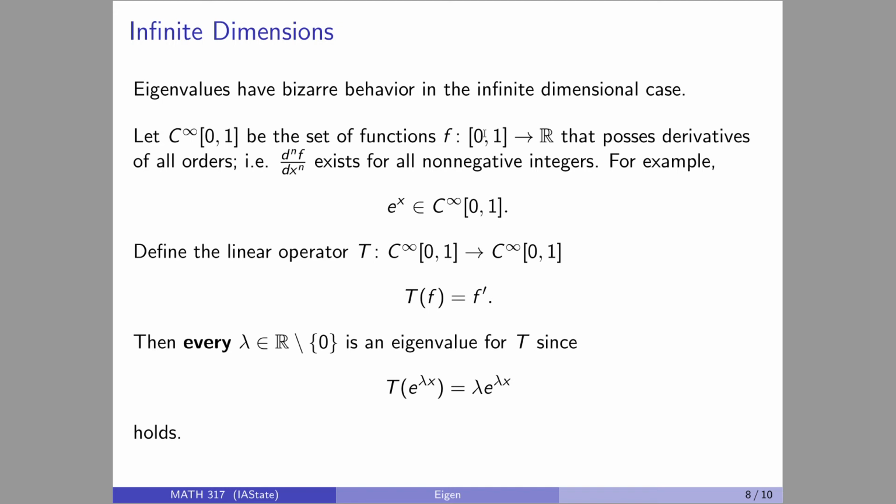and it's a really bizarre one because every single non-zero real number is an eigenvalue. Remember, in the finite dimensional case, there are only finitely many eigenvalues, and now we've jumped over to the infinite case, and we've immediately found an operator that has not only more than finitely many eigenvalues, it has uncountably many eigenvalues. The reason is, e to the x is in here, and by the chain rule, the derivative of e to the lambda x is lambda times e to the lambda x. So there you go. Every non-zero real number is an eigenvalue.